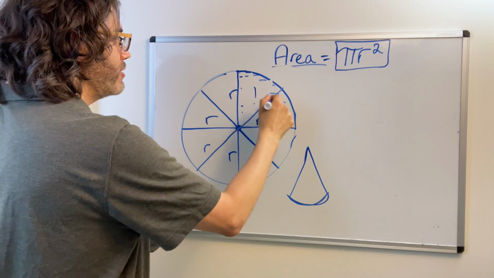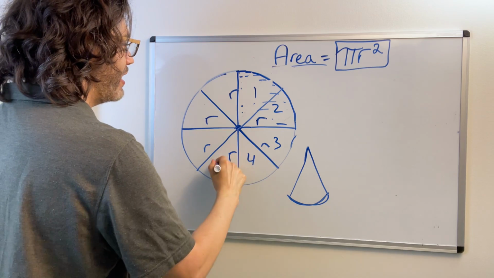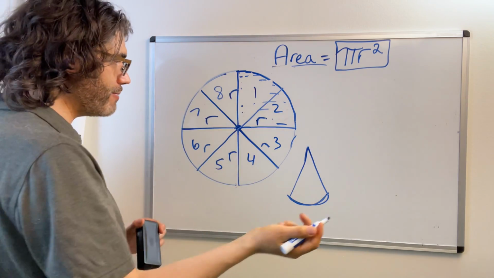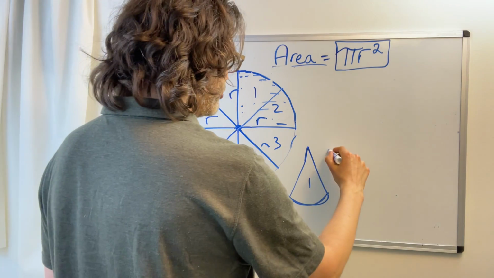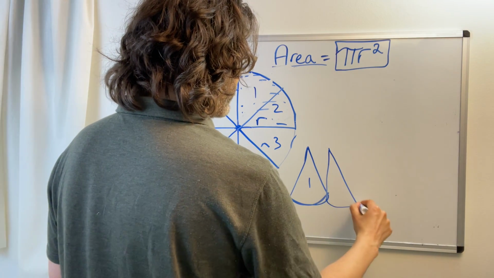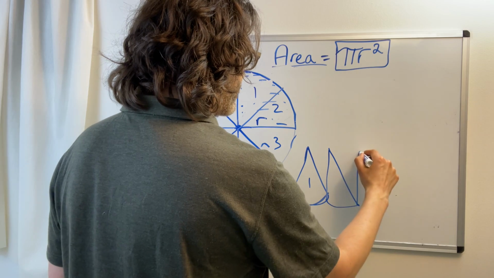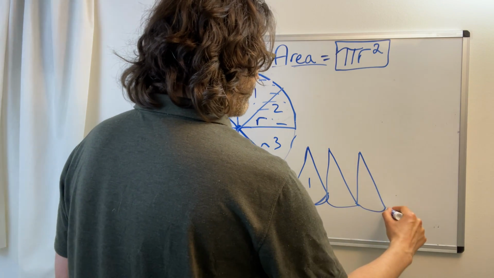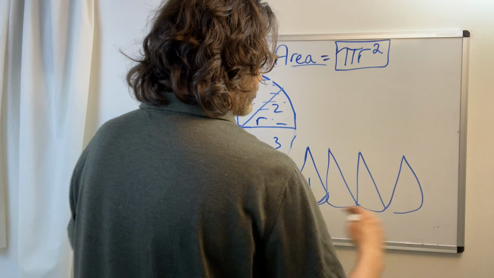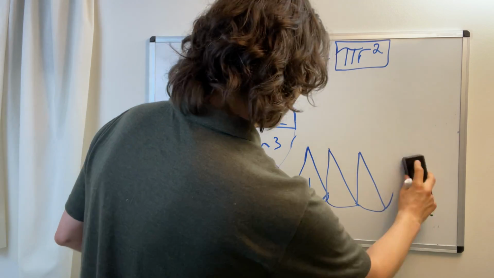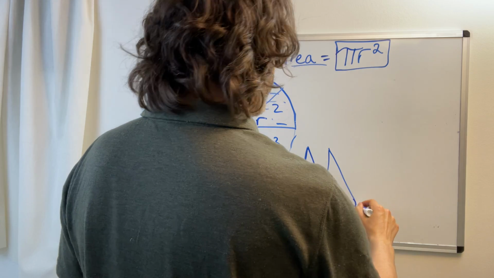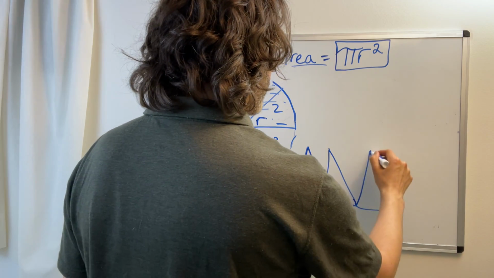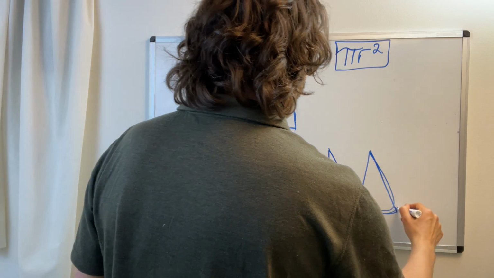I'll label this 1, 2, 3, 4, 5, 6, 7, 8. So there's 8 pieces. So I put number 1 right here. I'll put number 2 right here like this. And then 3 and then 4. That was not very good. Let me do a little bit better. 2, then 3, and then 4.